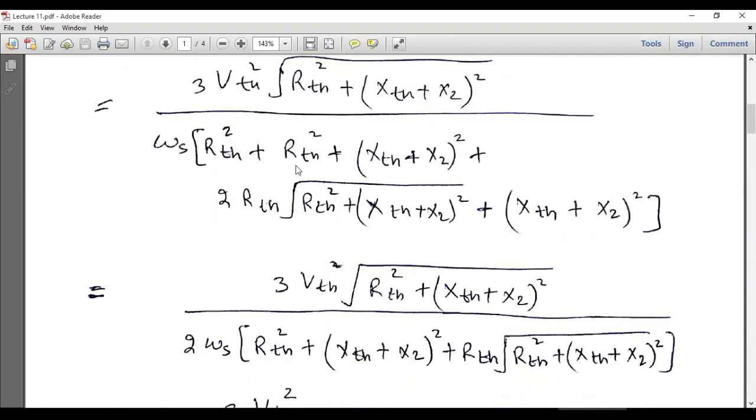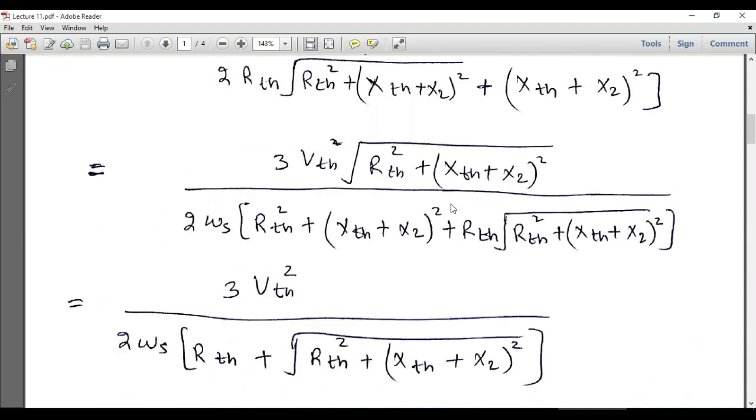Now this R Thevenin square plus R Thevenin square will become 2 R Thevenin square. Here we have 2 R Thevenin into this, and X Thevenin plus X2 whole square plus X Thevenin plus X2 whole square will become 2 times X Thevenin plus X2 whole square. We can see the 2 present with all these terms, so that 2 can be taken as common. Inside the bracket we will get R Thevenin square plus X Thevenin plus X2 whole square plus R Thevenin multiplied by this under root term. Now we are going to take this R Thevenin plus X Thevenin plus X2 square under root term as common.